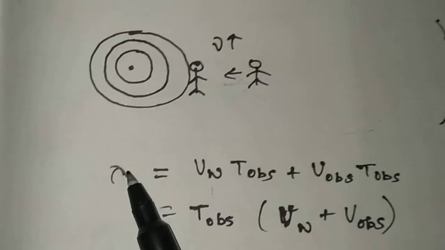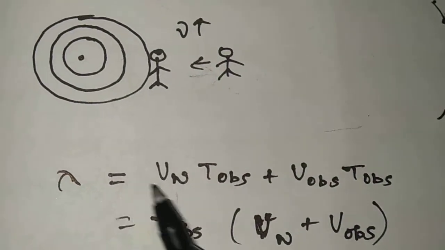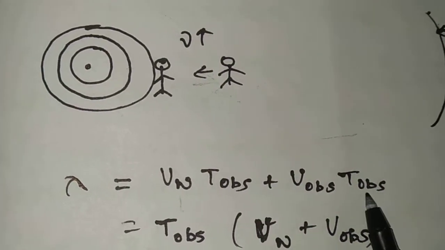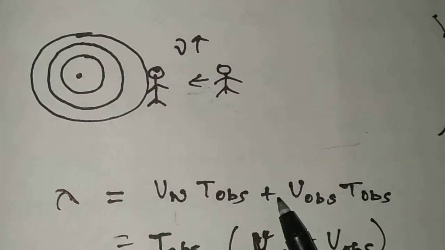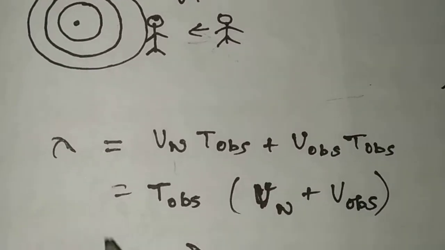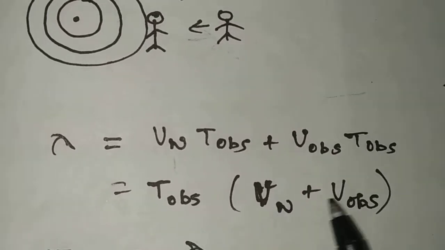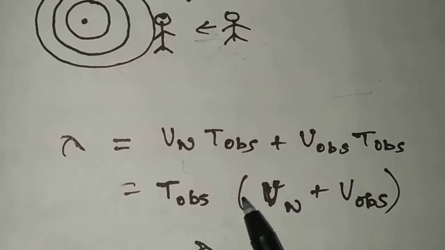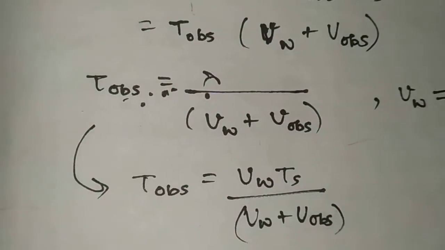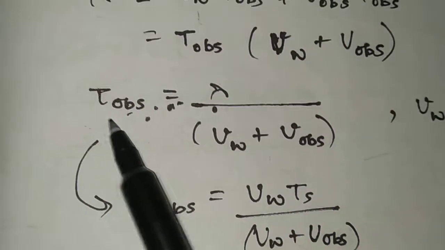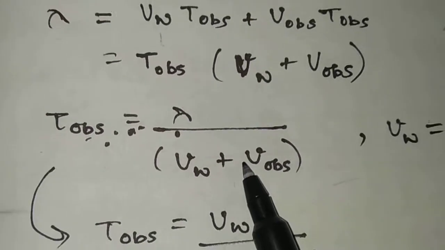We can derive this lambda, or wavelength, that the source emitted by simply adding these two distances. So lambda will be equal to v_w t_obs plus v_obs t_obs, which is equal to t_obs (v_w + v_obs), taking t_obs as a common factor. So let's derive t_obs, the time period for the observer. It will be equal to lambda divided by (v_w + v_obs).